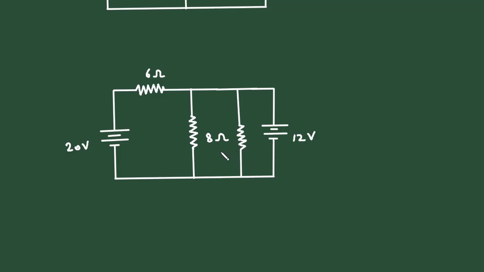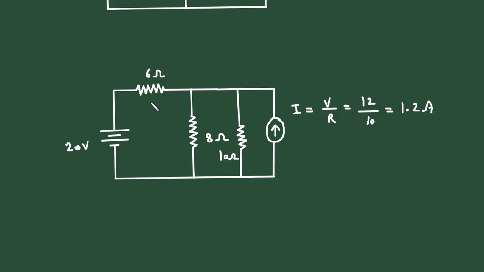The value of this resistance will remain the same, that is 10 ohm, and this voltage source will become a current source, and the direction of the current source will be according to the polarity of this voltage source. Here positive and here negative. So the direction of the current source will be upward, like this, and current I is equal to V divided by R. The value of voltage is 12 volt and the value of resistance is 10 ohm. So it will be 1.2 ampere. So this current value will be 1.2 ampere.